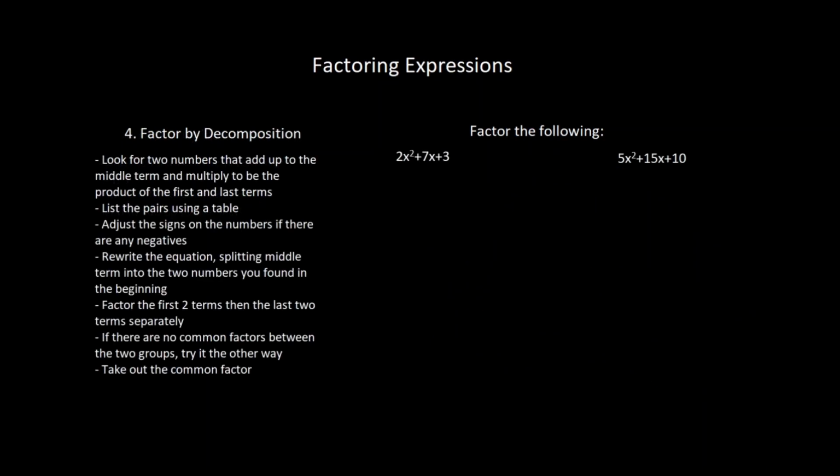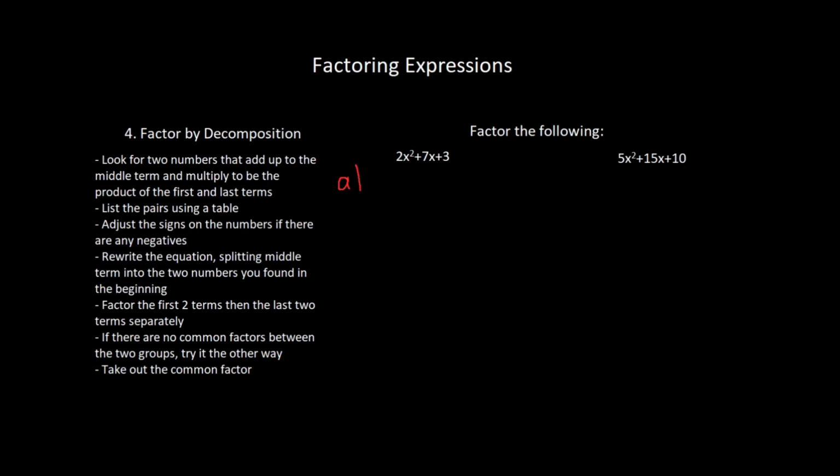The last way is factoring by decomposition. We first look for two numbers that add up to the middle term and multiply to the product of the first and last terms. We list them in a table, adjust the signs if there is a negative, then rewrite the equation, splitting the middle term into ones with the two numbers we found. We then factor the first two and last two terms separately. If there are no common factors, try grouping them the other way. Finally, we can take out the common factor and complete the question.